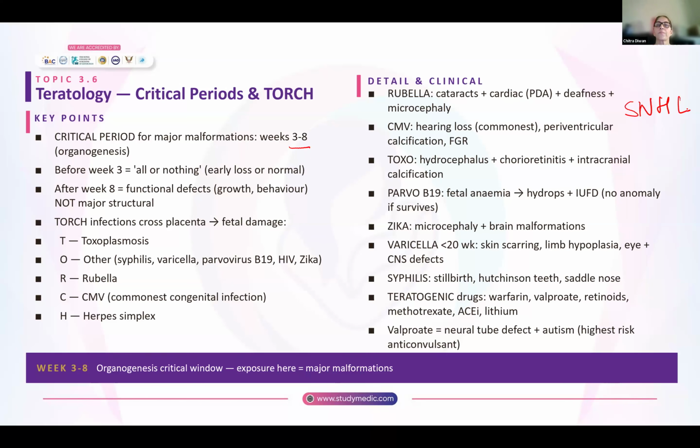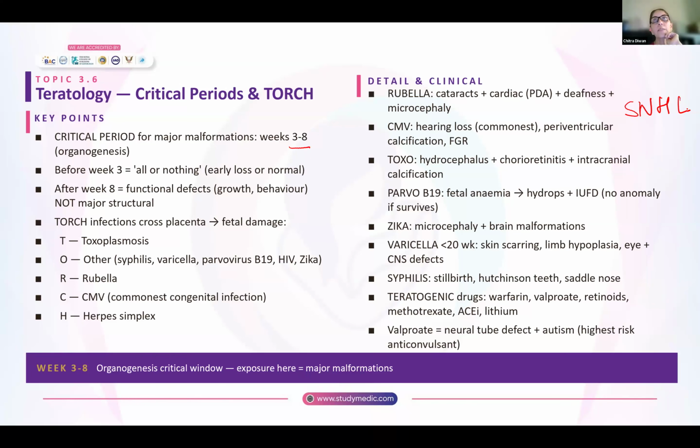With toxoplasma in the fetus, there is hydrocephalus, chorioretinitis, and intracranial calcifications. Parvovirus, or parvovirus B19: remember, with parvovirus, there are no anomalies that develop in the fetus. This parvovirus basically attacks the RBCs. So it gives rise to severe anemia. It gives rise to severe fetal anemia.